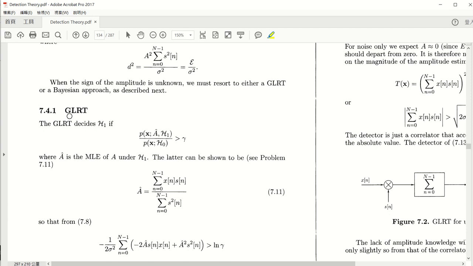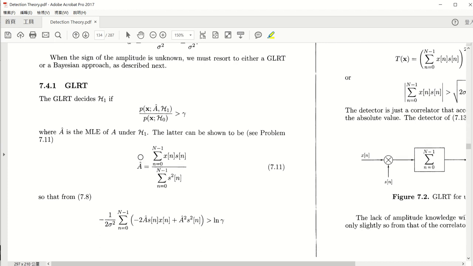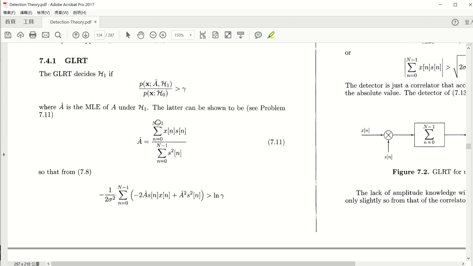Okay, and the next thing is generalized likelihood ratio test, GLRT. The GLRT will decide H1 if this is larger than gamma. Then A hat is the MLE of A under H1. The MLE is something like this, and again, this is a mathematical estimation. It has to be done in volume 1 of the textbook. But we just assume that we know this, so we can plug this in.